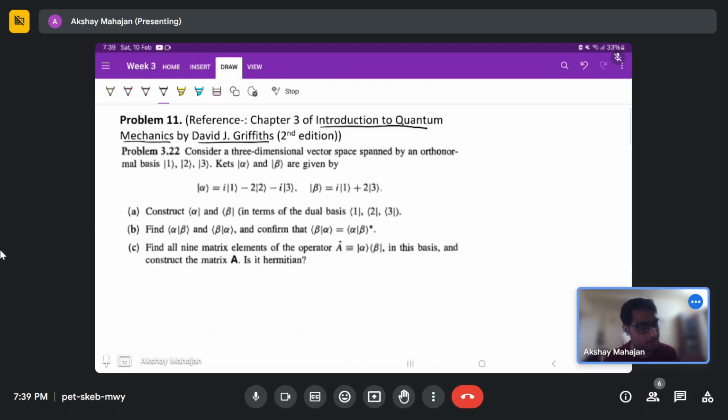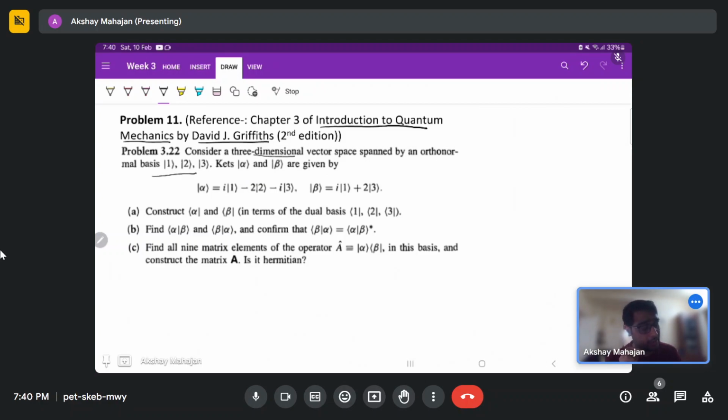If you want to learn about or brush up on these topics, then you can go to this reference book. Basically in this problem, which is from this book, we consider a three-dimensional vector space spanned by an orthonormal basis 1, 2, 3, where kets alpha and beta are given.